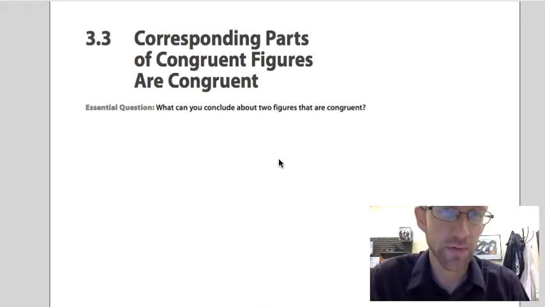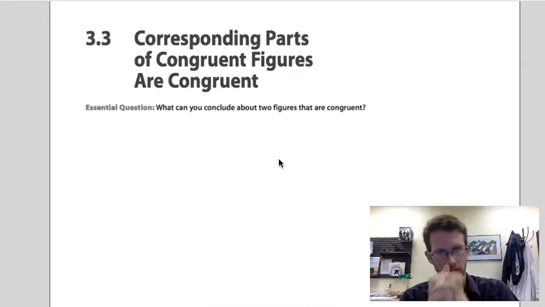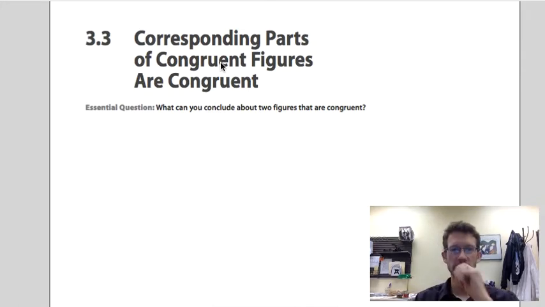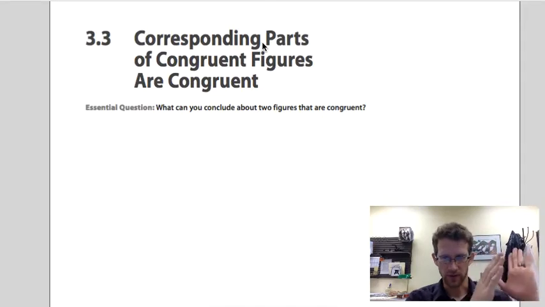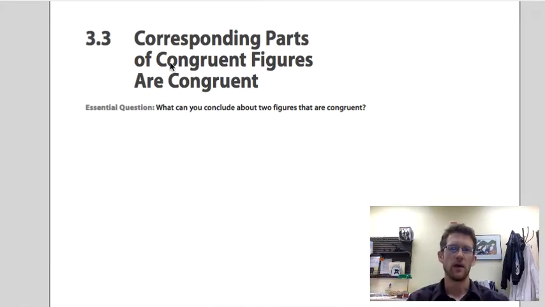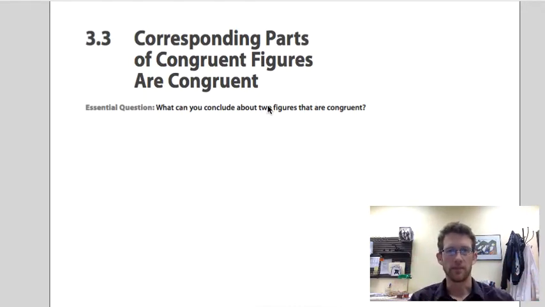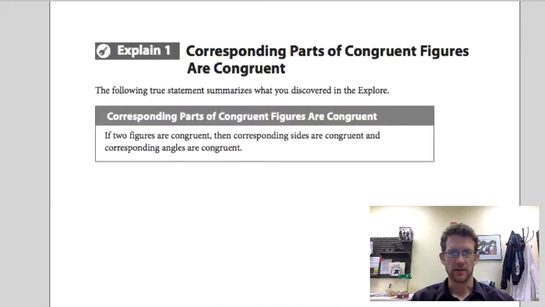Today we're doing 3.3, which says corresponding parts of congruent figures are congruent. So this is a bit of a mouthful, but essentially this means that corresponding parts, say the left side of the triangle or a certain point that you've translated somewhere, of congruent figures are congruent. And remember, congruent means it's the same size, same shape. So that means that the parts themselves are actually the same size, same shape.